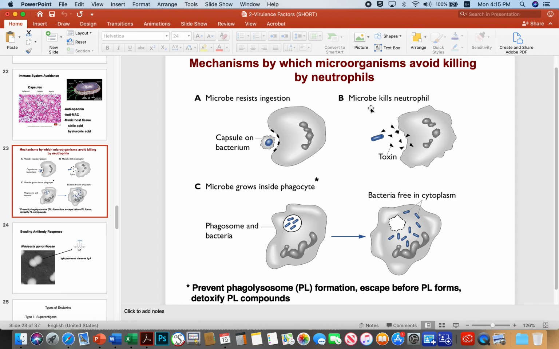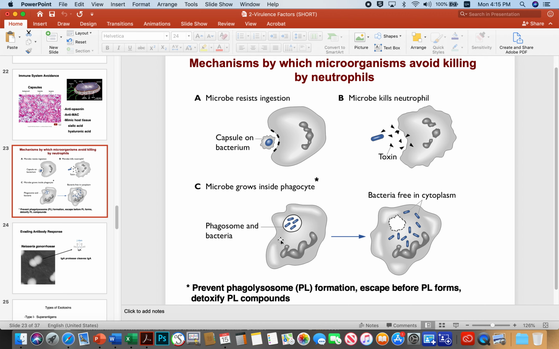Sometimes microbes just outright kill the neutrophil, so they'll produce a toxin that destroys the neutrophil before it can eat it. And those are pretty deadly. Well, they're all deadly, but microbes that grow inside phagocytic cells simply let themselves be eaten, and then they can grow inside the phagocytic cell. I'd already mentioned Salmonella as an example of that, using its various type 3 secretion systems to avoid being destroyed. Then the bacteria can break out of the vacuole and grow in the cytoplasm if necessary. Some of them prevent phagolysosome formation.